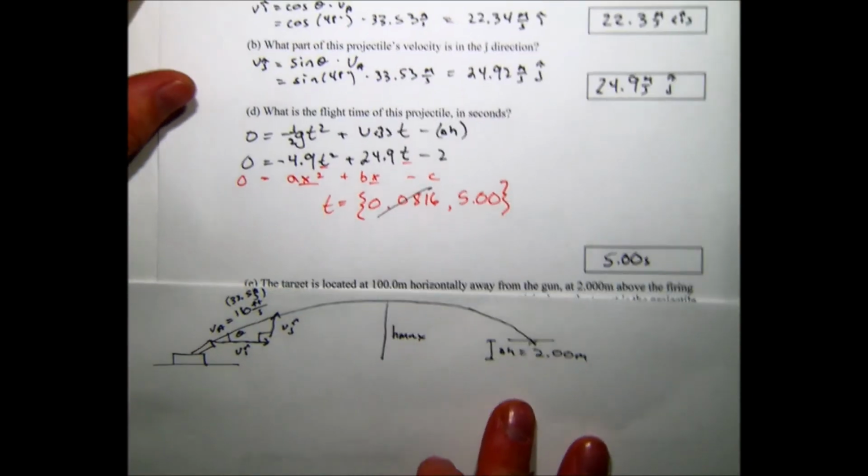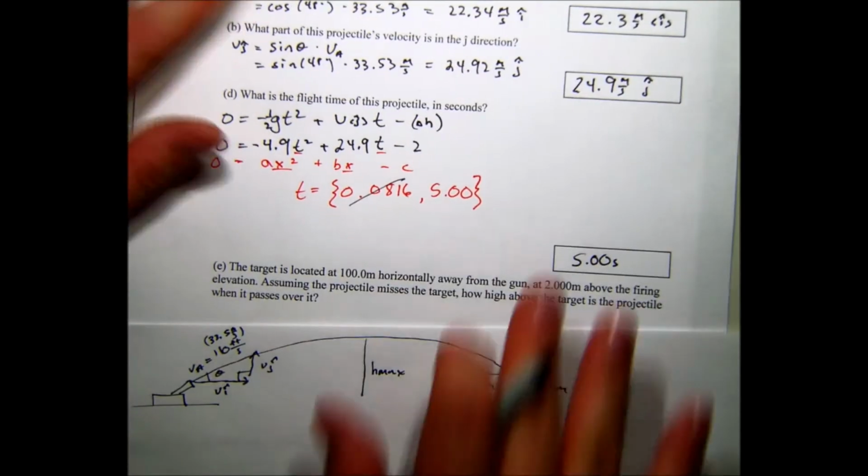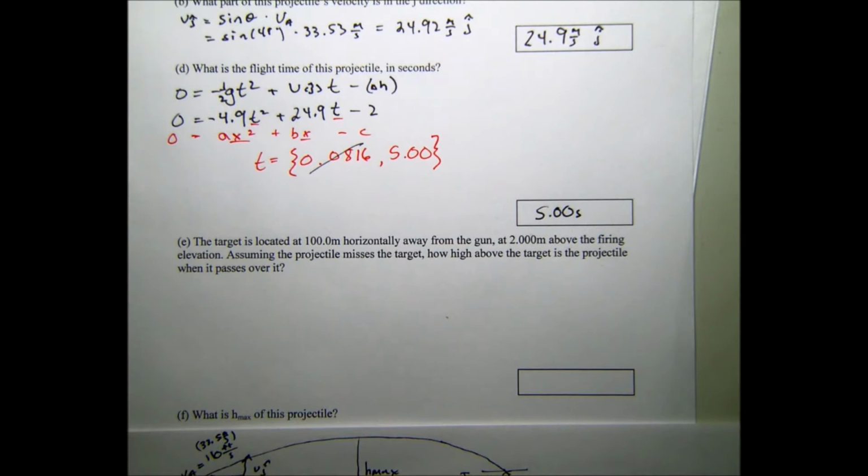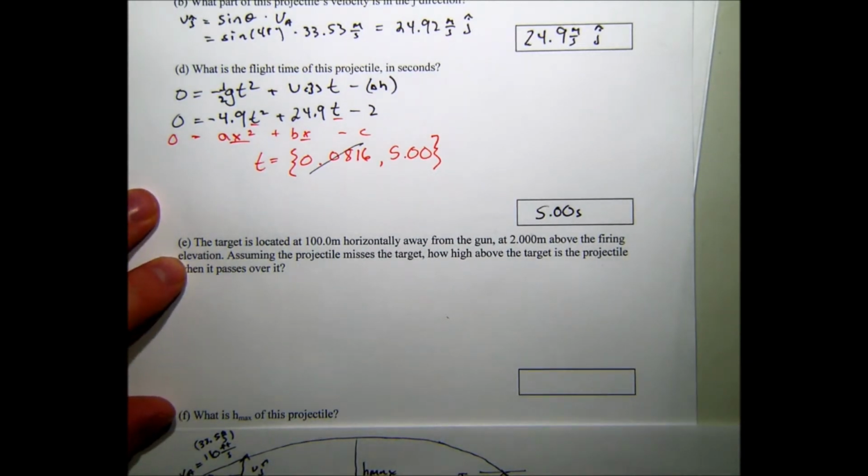The third part of this problem that I've outlined is the actual target. So it says a target is located 100 meters horizontally away from the gun at 2 meters above the firing elevation, so exactly where it's going to land. Assuming the projectile misses the target, how high above the target is the projectile when it passes over it?